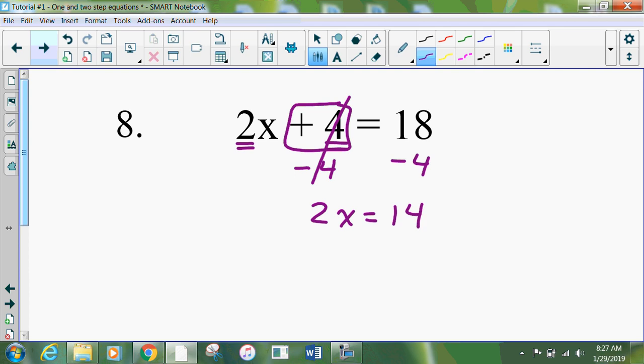And now I have a 1-step equation where I have 2 times x. To get rid of the 2, I'm going to divide by 2. Whatever I do to one side, I have to do the other. And I end up with x equals 7.